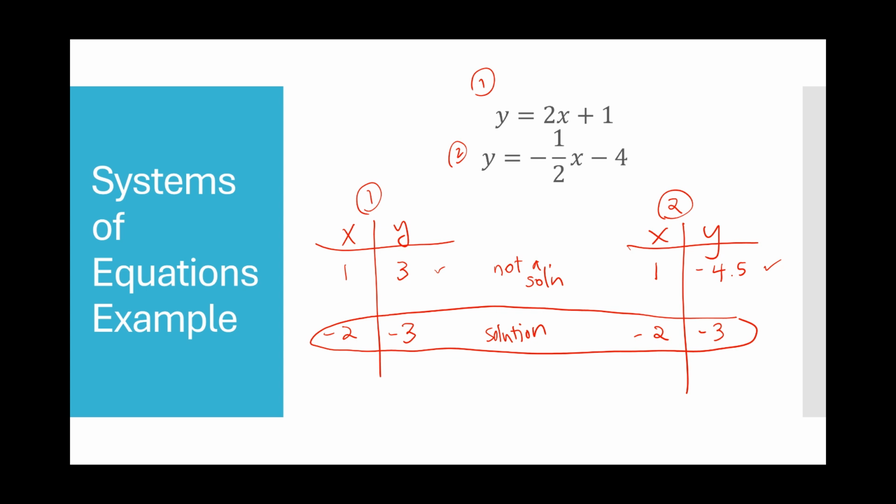And since we had a point that was not a solution and a point that is a solution, that means there has to be exactly one answer. We couldn't have this and have another point where they cross again. And I'll show you why.